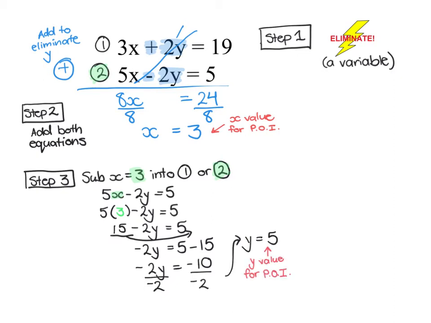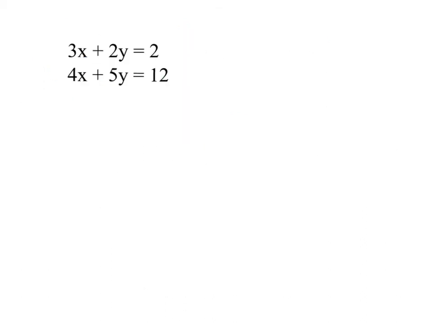Now we've got our y value for the point of intersection. So let's write the final answer. So therefore, the solution is bracket. Write the x value first, which is 3, and then comma 5, and close the bracket. And that's your final answer.